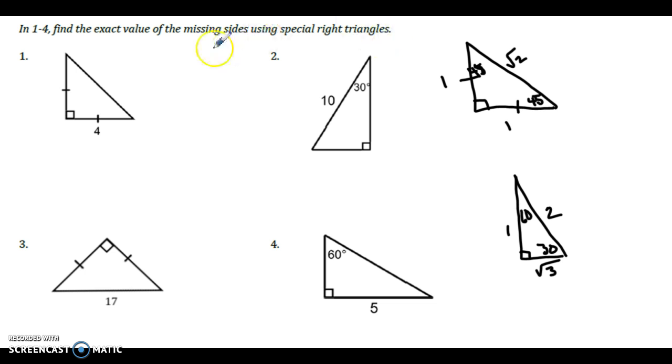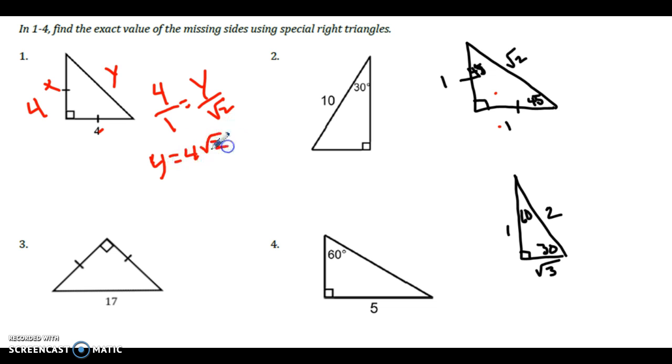So if I look at number 1, this triangle should be similar to the 45, 45, 90 that I drew over here. Let's just call this X and this Y. If I'm looking for X, I could say 4 is to 1 as X is to 1, and so obviously that would just be 4. If I'm looking for Y, I could say 4 is to 1 as Y is to radical 2, and so when I cross multiply, I get Y equals 4 radical 2. Or really, you're just multiplying everything by 4 in this case. So 4 radical 2. Okay?